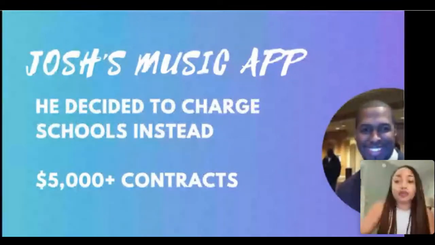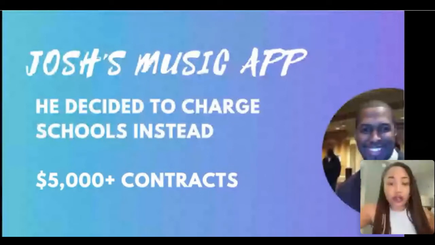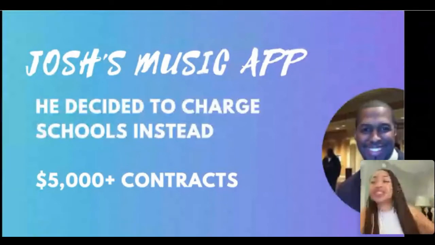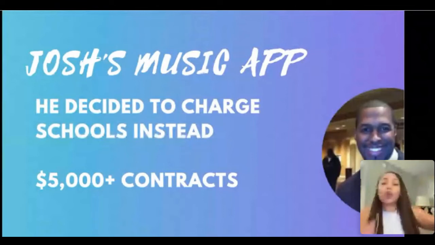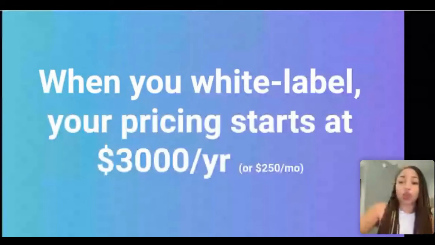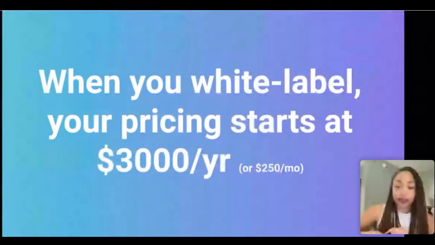Instead of charging $5 per person, he charges $5,000 and up per school. $5,000 and up per school, right? If a school has a lot of students, sometimes it's $10,000. And when you white label, your pricing should not go below $3,000 a year. Jonathan says, can you charge royalties? Well, you're charging annually, so you just keep getting paid. If they want to keep using it, you keep getting paid, right? That's that annual fee. You can do monthly too.